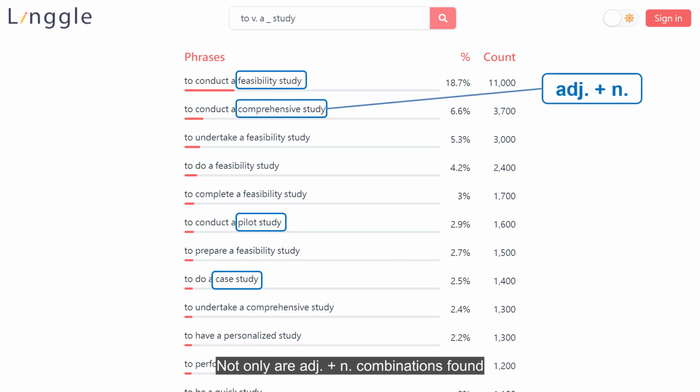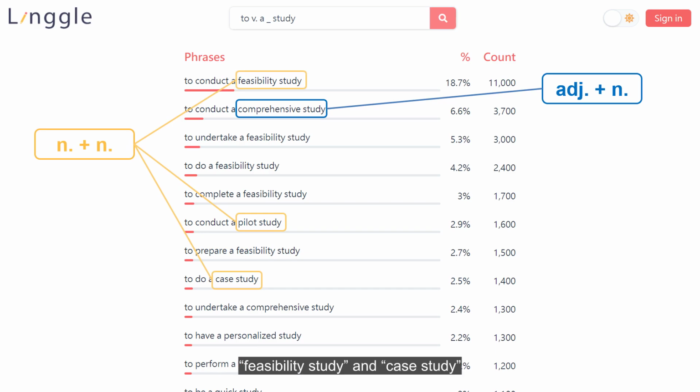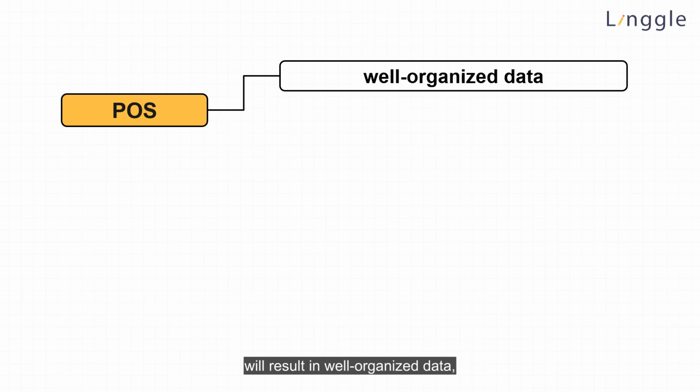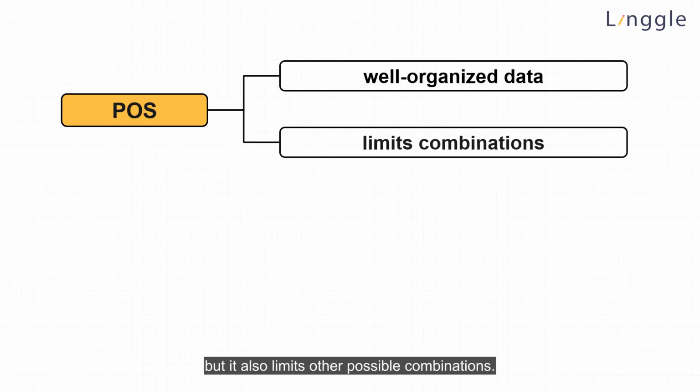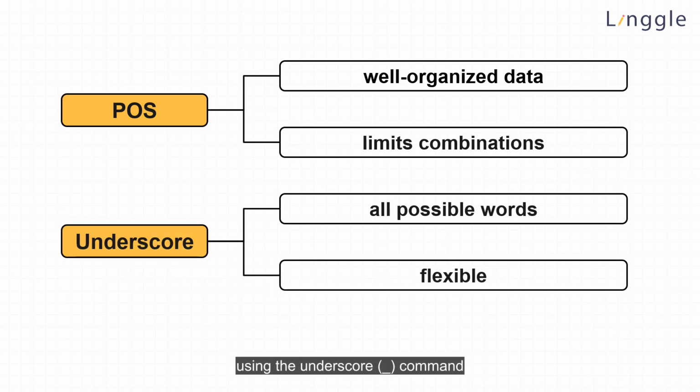Not only are adjective plus noun combinations found, but noun plus noun combinations like feasibility study and case study are also found. Searching with clearly defined part-of-speech patterns will result in well-organized data, but it also limits other possible combinations. On the other hand, using underscore patterns will retrieve all possible words that are used between and study. Due to English phrase structures, both adjective plus noun and noun plus noun combinations are found. So, if you want more flexible results, using the underscore command is a fantastic choice.